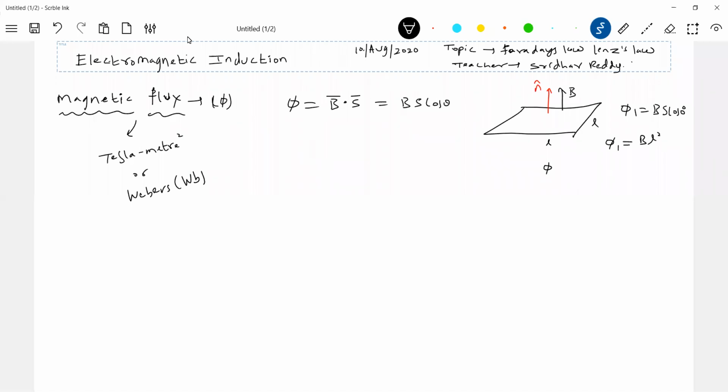Now the second situation. This n cap and B bar is in this direction. So what is the angle between them? B L square cos of 180. So this will be minus B L square. This is the magnetic flux.